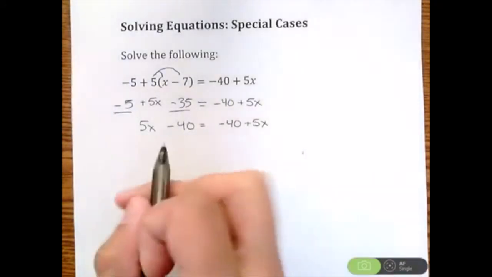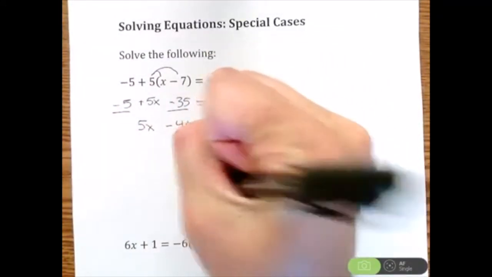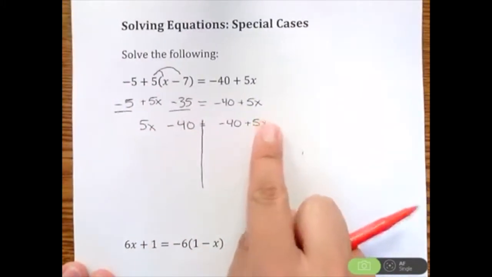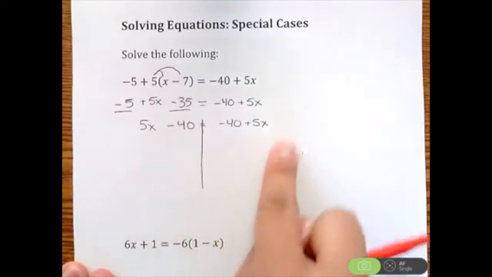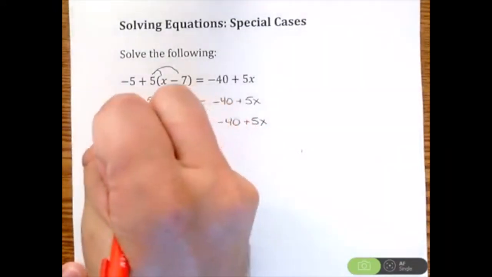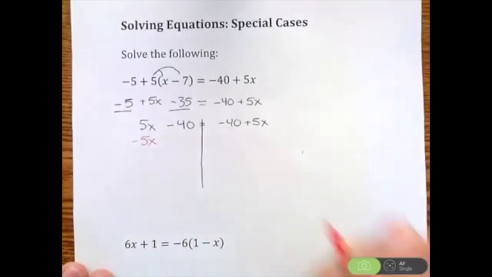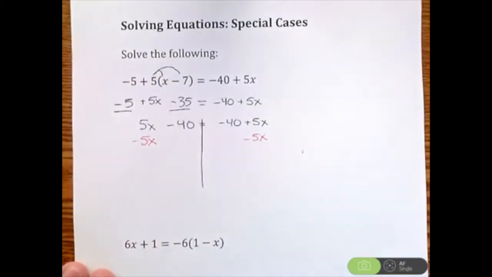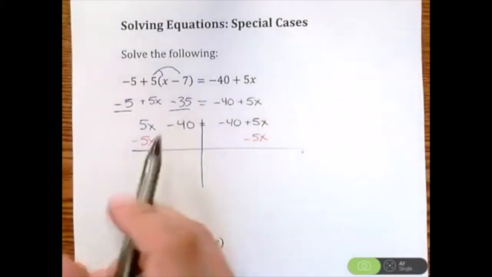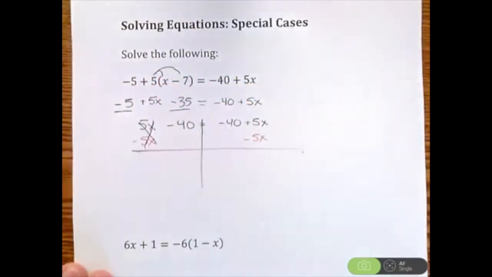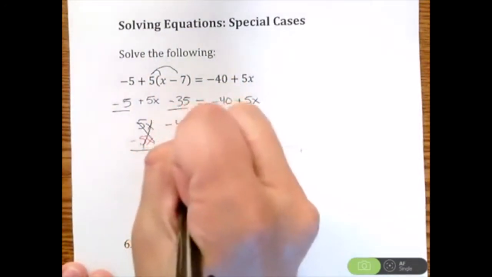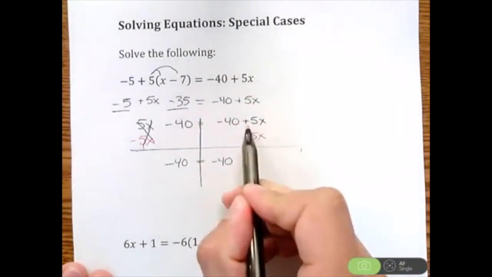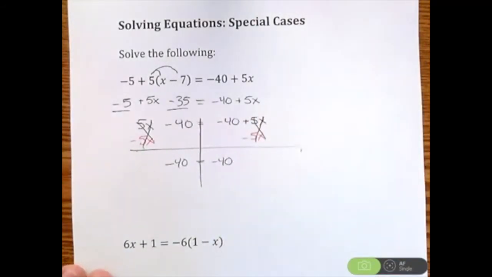Now that I'm ready to solve, I see I have x's on both sides of the equal sign, and we would like to get those together. I'm going to take this 5x and move it to the right, so the opposite of 5x is -5x. Do it to one side, got to do it to the other, because I'm trying to cross over the equal sign. On the left side, 5x minus 5x is 0, so I have -40. On the right side, I have that -40, which I'm not touching, and then 5x minus 5x, that's also 0.